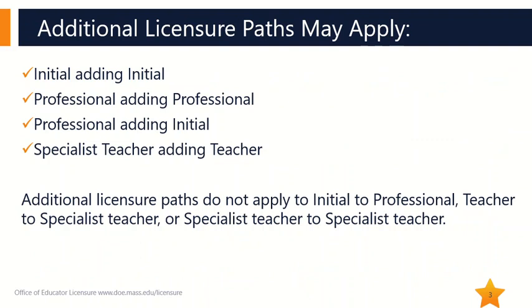Paths to additional academic teacher licenses may apply to initial adding initial, professional adding professional, and professional adding initial. Also, note that paths to additional teacher licenses apply to a teacher adding an additional teacher license and a specialist teacher adding a teacher license. Please remember that individuals who already hold an initial or professional teacher license cannot qualify for a provisional teacher license. In addition, paths conveyed within this presentation also do not apply initial to professional, teacher to specialist teacher, or specialist teacher to specialist teacher.